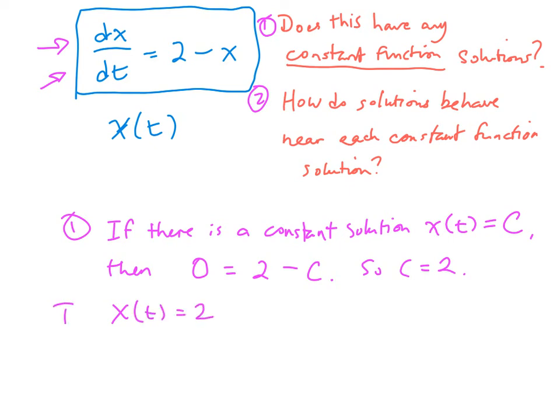So if x of t is 2, the constant function 2, then I just want to check that that's actually a solution to my differential equation here. If I substitute that into the differential equation, I get dx/dt is indeed 0, and 2 minus x is always equal to 2 minus 2, which is 0, so that checks out. So this is a solution.